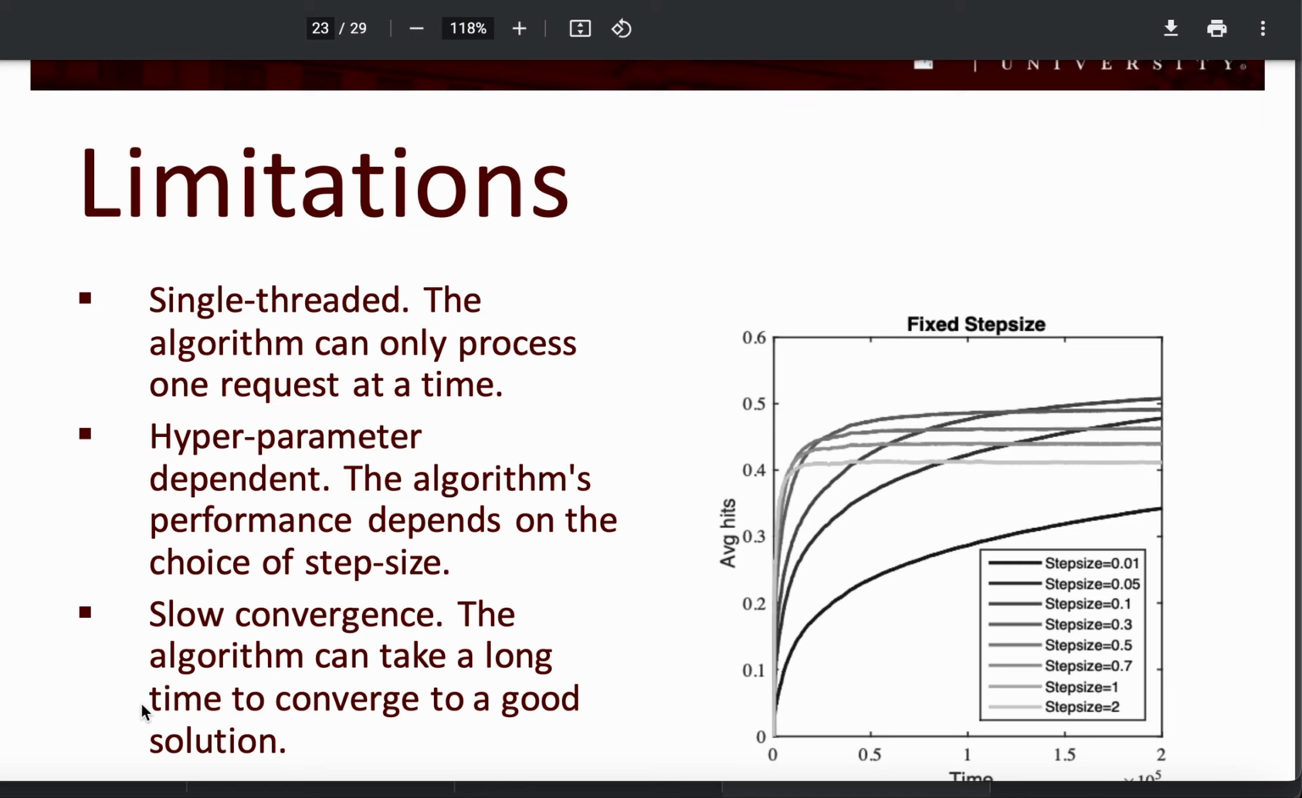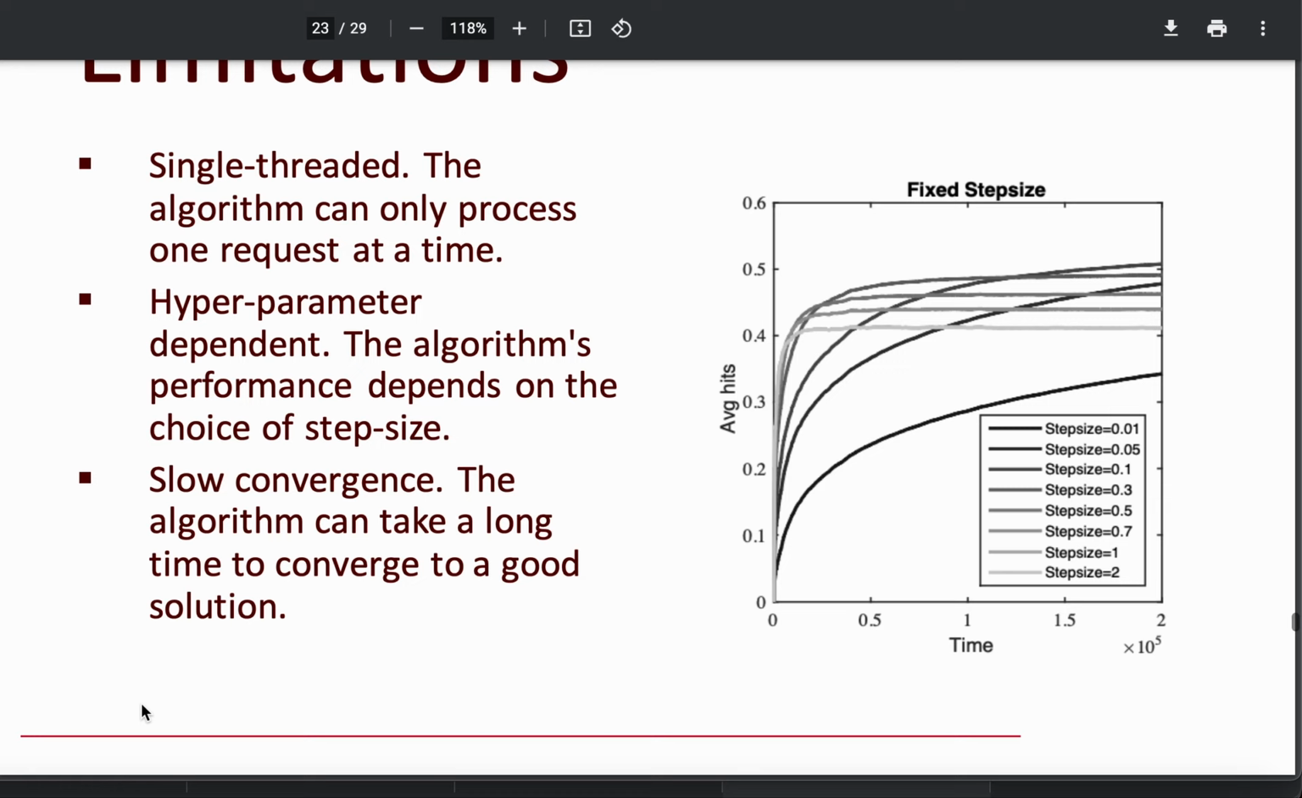In the graph on the right side, we see that the hit ratio increases as we decrease the step size. Another thing we can see from this graph is that the algorithm takes a good chunk of requests to converge. This is on the order of 10 raised to 5, which means you will require a good amount of time for the algorithm to become accurate and high performant.